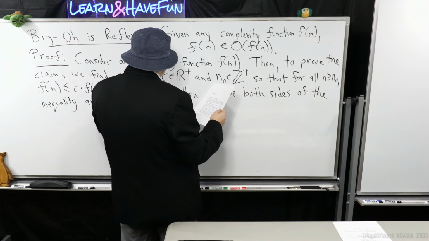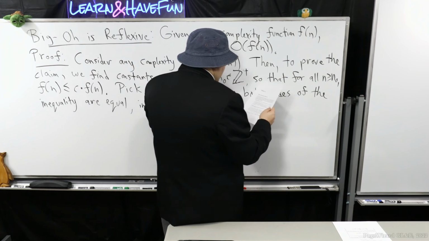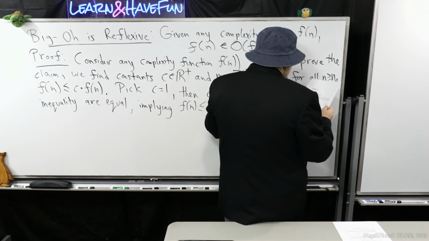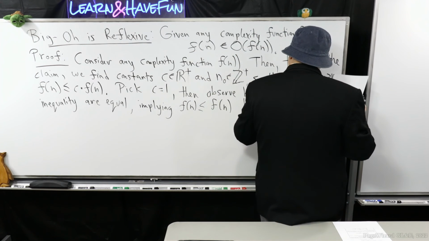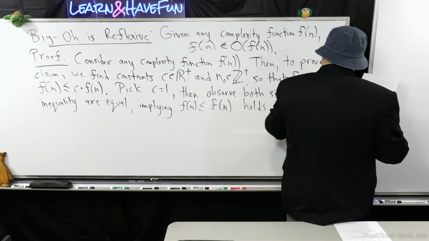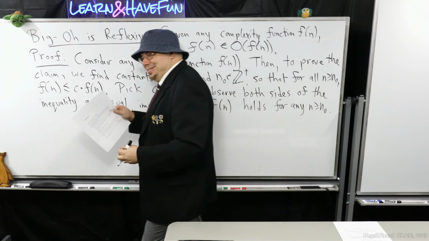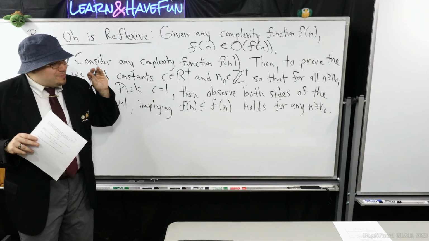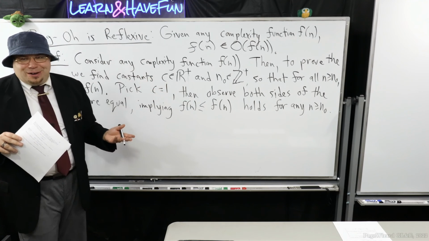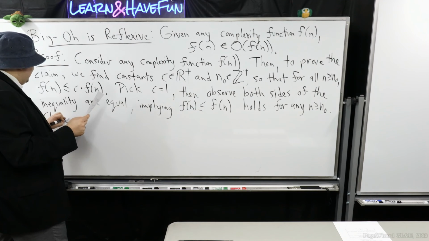Implying f of n is less than or equal to f of n holds for any n greater or equal to n0. Remember, n0 is just some positive integer, right? So all you have to do now is you just kind of tip this over, you just pick n0. You can pick any n0 here and it works. So I'm just going to choose n0 is equal to 1.